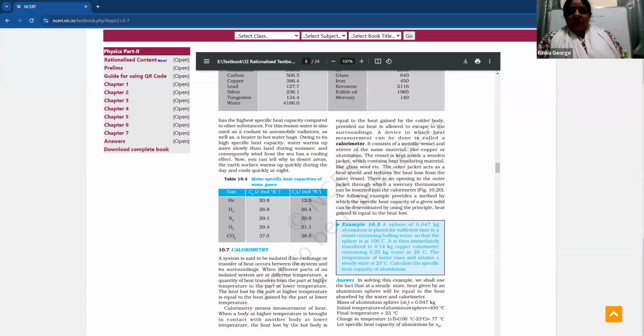The outer jacket acts as a heat shield and reduces the heat loss from the inner vessel. There is an opening in the outer jacket through which the mercury thermometer can be inserted into the calorimeter. So if you are dropping a metal ball, the water temperature will increase. You have to measure the temperature, then only you will get that delta T in Q by delta T, right? So there is a slot for the thermometer to be inserted into the calorimeter.